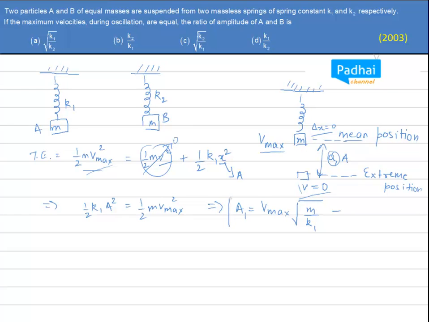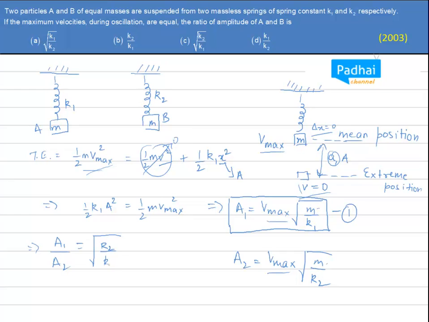This is amplitude 1 for particle 1, A1. Similarly for block B, A2 will be equal to Vmax into under root of m by k2. Now block 1 and block 2 have the same maximum velocity and the same masses. So if I calculate the ratio of the amplitudes, A1 by A2, that will give me under root of k2 by k1.